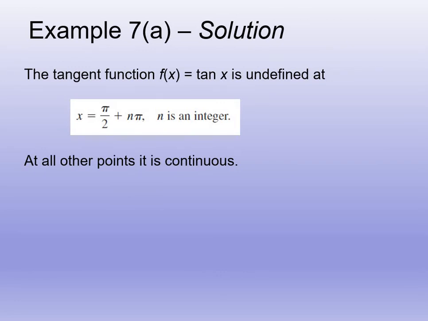All right, so we should know it's undefined at these points. Pi over 2 plus n pi over 2, okay? We did all of that last semester in pre-calc 2. But at all other points it is continuous. So this is where we know it's not continuous, because that's where cosine goes to 0 and tangent is sine over cosine. That gives us division by 0, which makes it discontinuous. So that's where our asymptotes are.